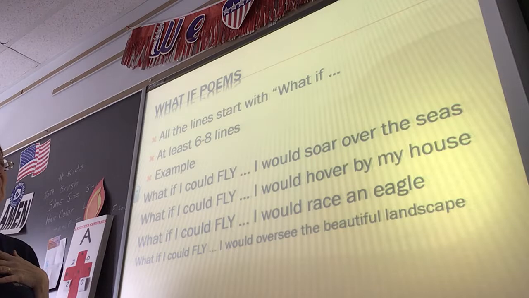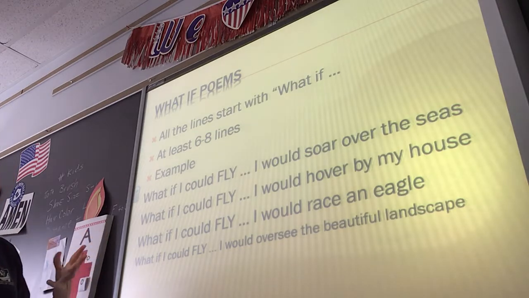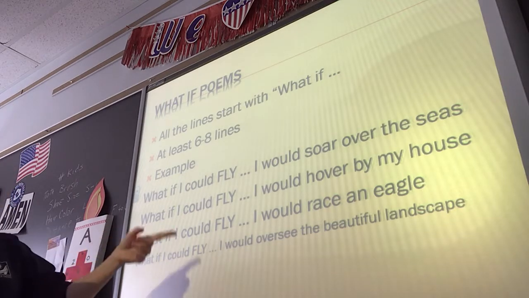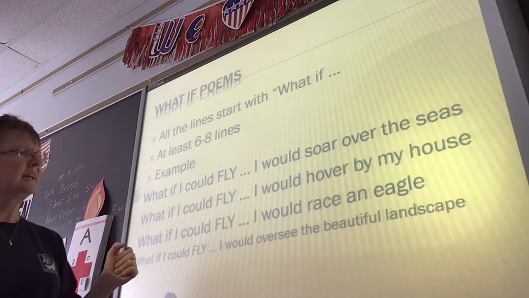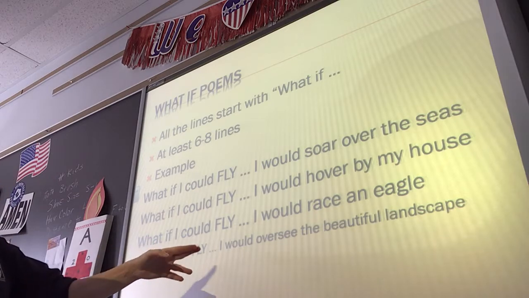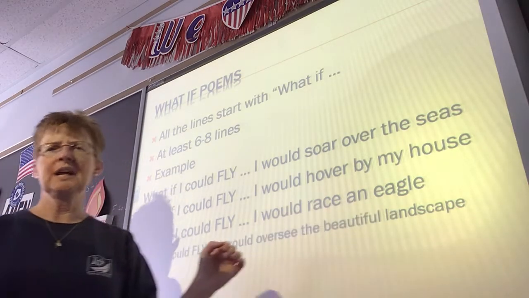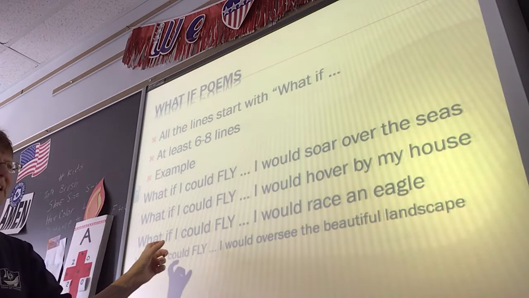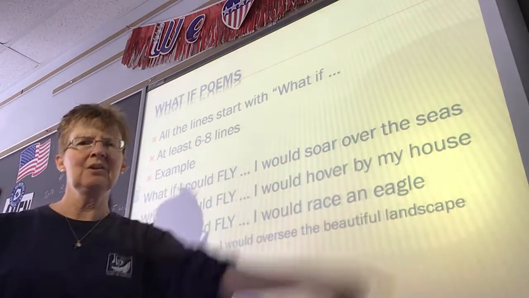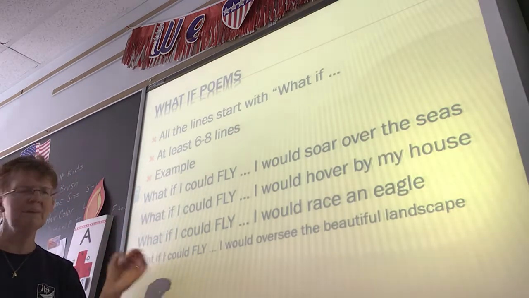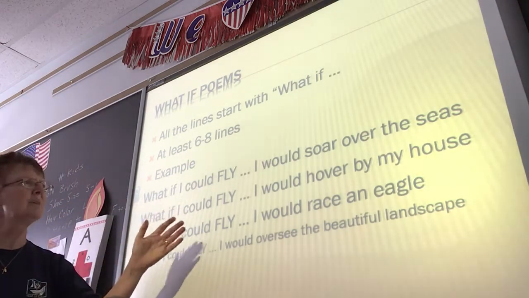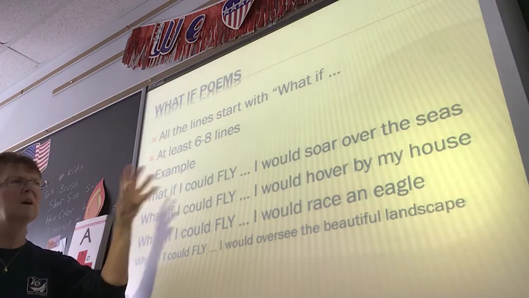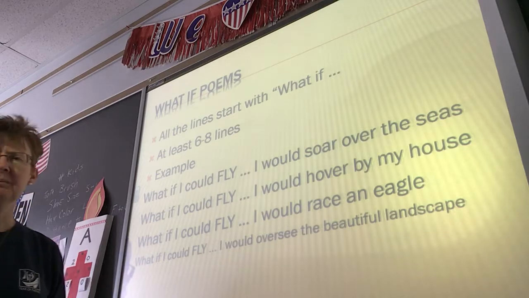What if I could fly? I would soar over the seas. What if I could fly? I would hover over my house. What if I could fly? I would race an eagle. What if I could fly? I would oversee the beautiful landscape. So all of the lines start the same, and then they give us something else that they would do. Now, this isn't a complete poem because there aren't 6 lines, but it gives you an idea of what a what if poem would be.